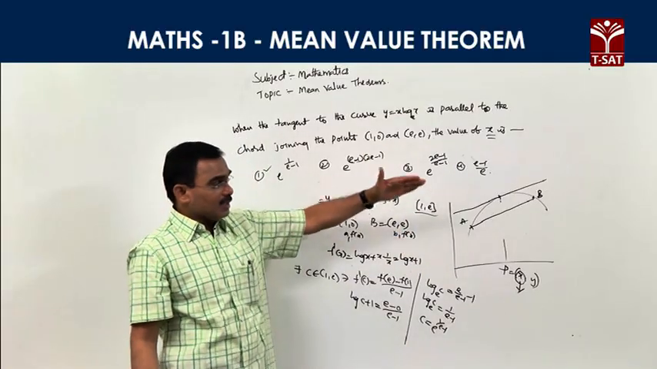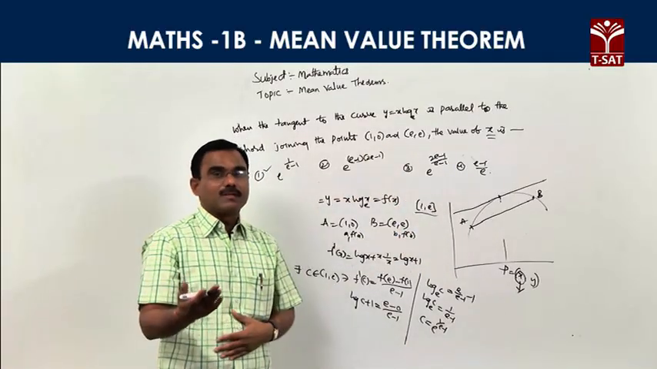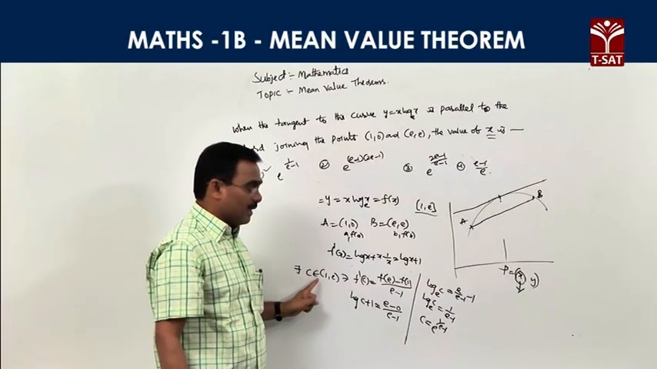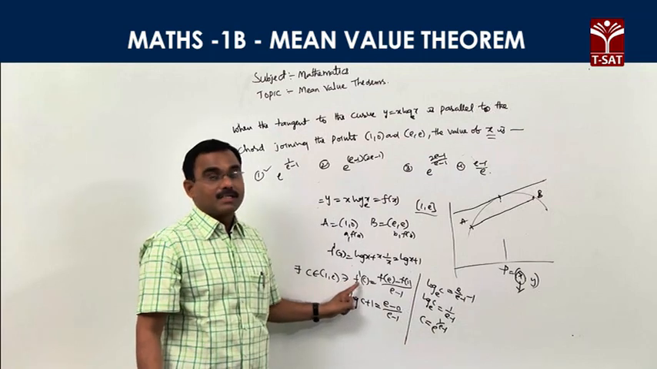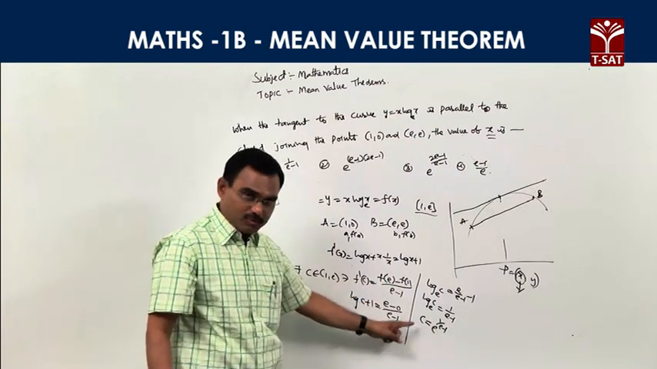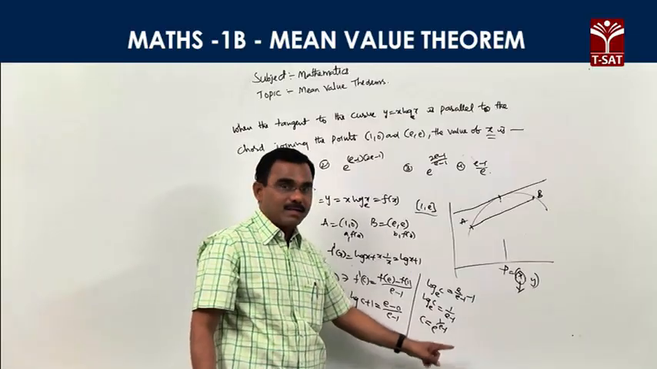The tangent is parallel to the chord AB, which is nothing but Lagrange's mean value theorem. What is Lagrange's mean value theorem? There exists a point c belonging to open A comma B, so that f dash c is equal to f of B minus f of A by B minus A. Simplify this one. c is equal to e power 1 minus e.